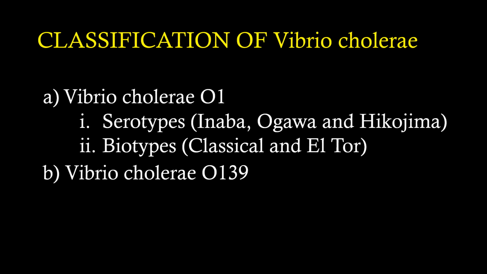Classification of Vibrio cholerae. Vibrio cholerae is classified into two types, Vibrio cholerae O1 and Vibrio cholerae O139. Vibrio cholerae O1 is subdivided into serotypes and biotypes. Serotypes are Inaba, Ogawa and Hikojima. Biotypes are classical and El Tor.